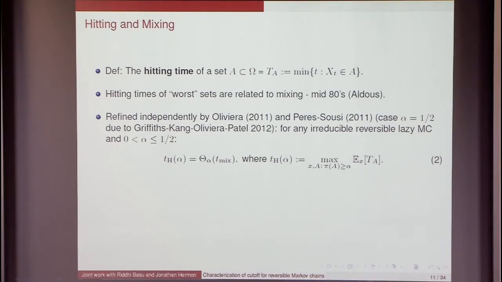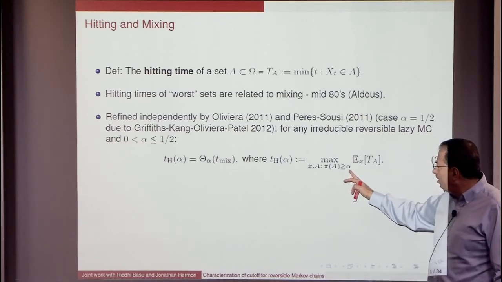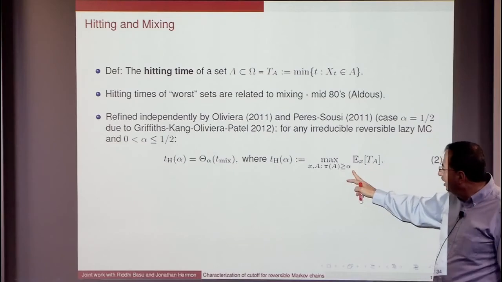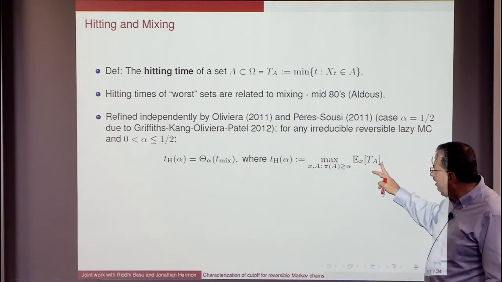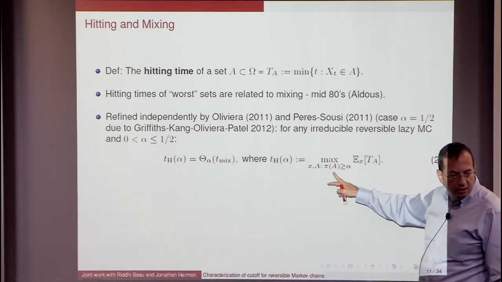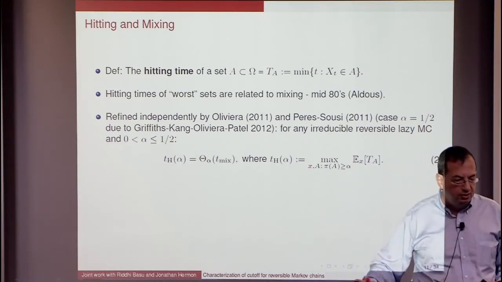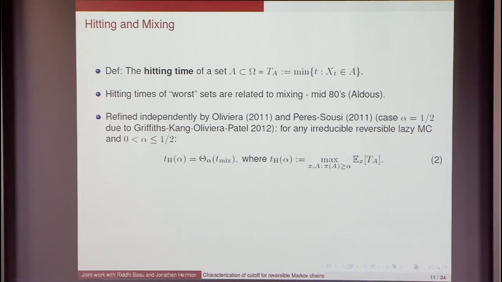So if you look at the maximum over all sets bigger than alpha, and you fix some constant alpha less than a half, and you look at the maximum expected hitting time of such sets, you fix the alpha and you look at the max. This is equivalent to the mixing time up to constants. So it's another way to think of the mixing time, which is sometimes useful. But this is up to constant. Okay, so it's not going to give you cutoff.